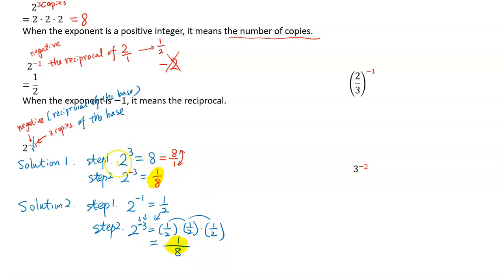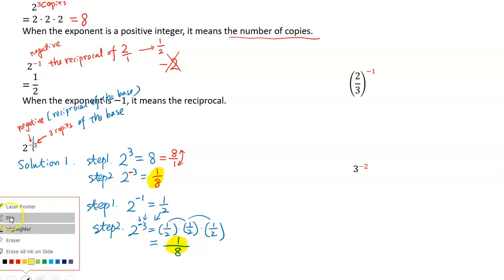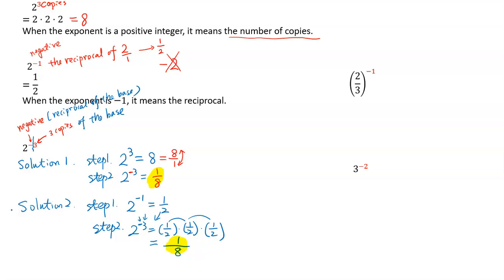And probably the first solution is a little easier because instead of multiplying 1/2 3 times in the second solution, we multiply the whole number 2 3 times to get 8 and just flip the 8 to get the answer. All right, so next let's apply the definition and look at how we do 2/3 to negative 1.